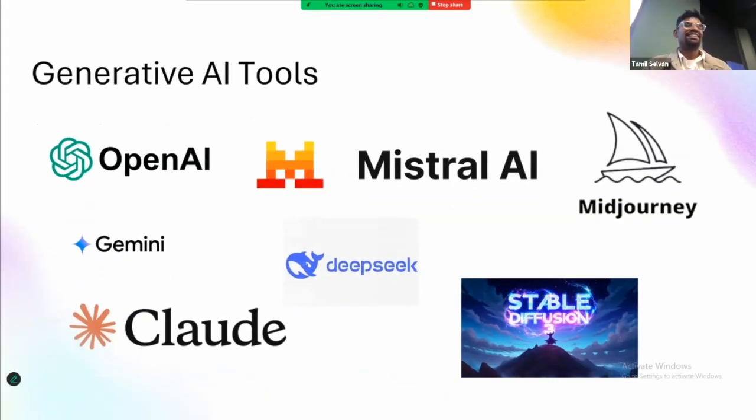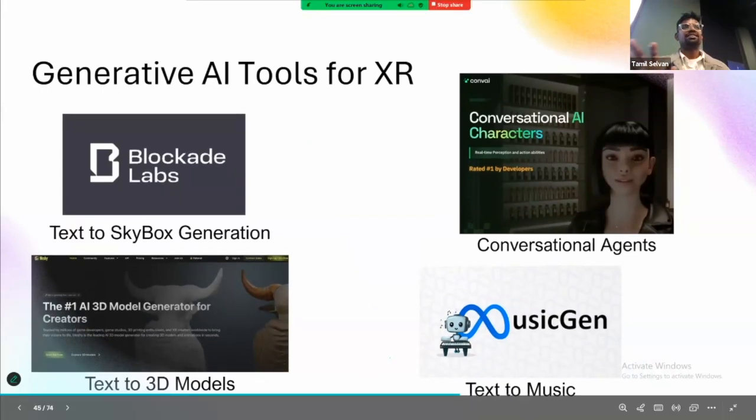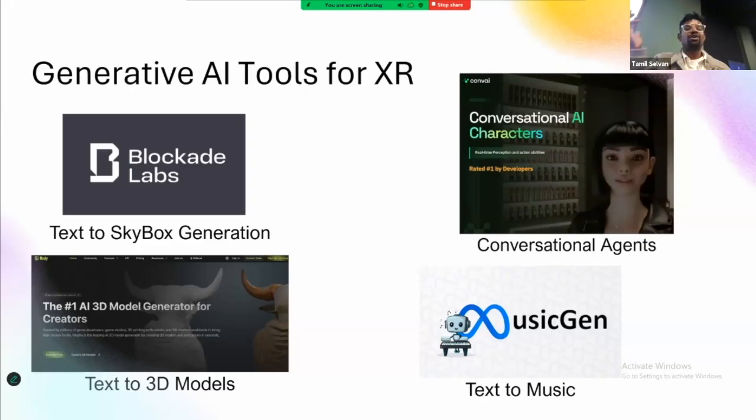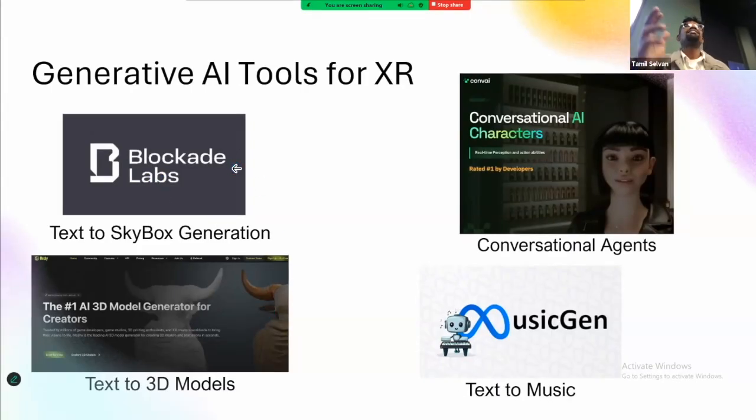These are a couple of generative AI tools. Alison shared multiple, but these are the LLMs and diffusion models that generate your images and 3D things. There are a few options specifically for XR. If anyone has worked in Unity, there is a skybox for the user's environment. Blockade Labs generates this: you can just put in a text, like I need a Swiss Alps environment, and it automatically generates that experience in the scene.